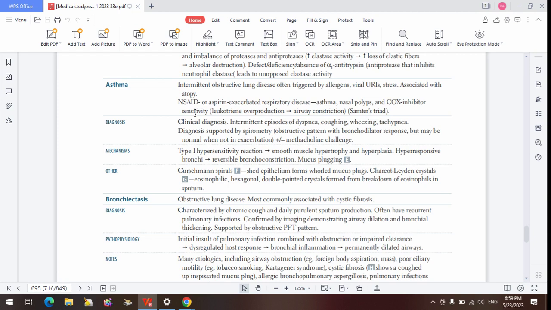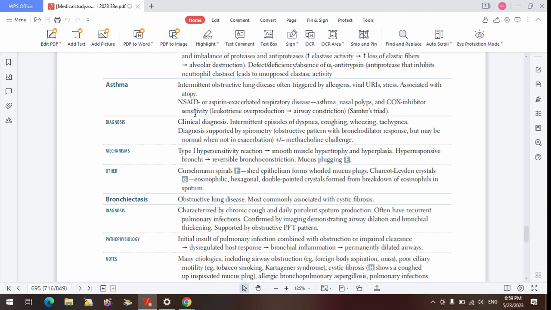So how does this happen? This happens because if you are giving someone NSAID, you are inhibiting the cyclooxygenase pathway, because NSAID or aspirin are cyclooxygenase inhibitors. You are activating the leukotriene pathway. So the leukotriene pathway works by the lipooxygenase, not the cyclooxygenase. So the lipooxygenase activity is increased, which brings about production of leukotriene.